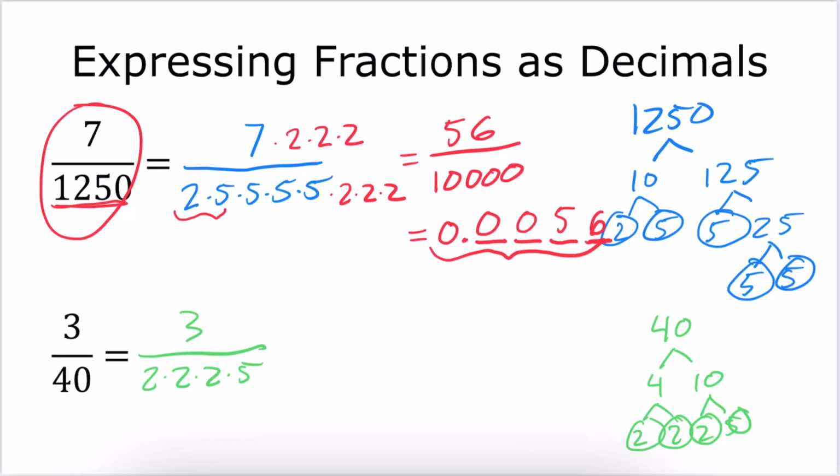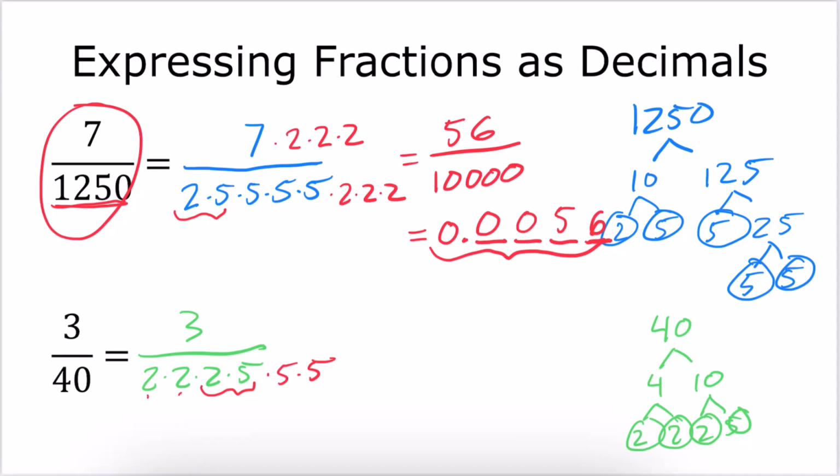And if I want to make it so that I have a power of 10 in the denominator, I'm going to multiply by 2 5's, because this 2 times 5 will equal 10, but these two 2's need some 5's in order to have them multiply out to 10.